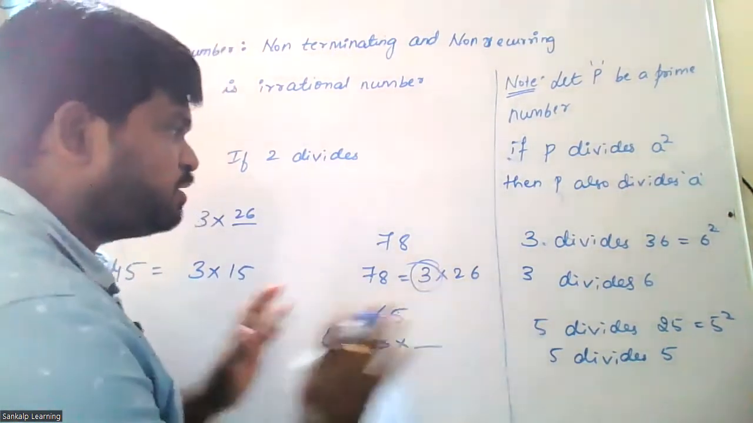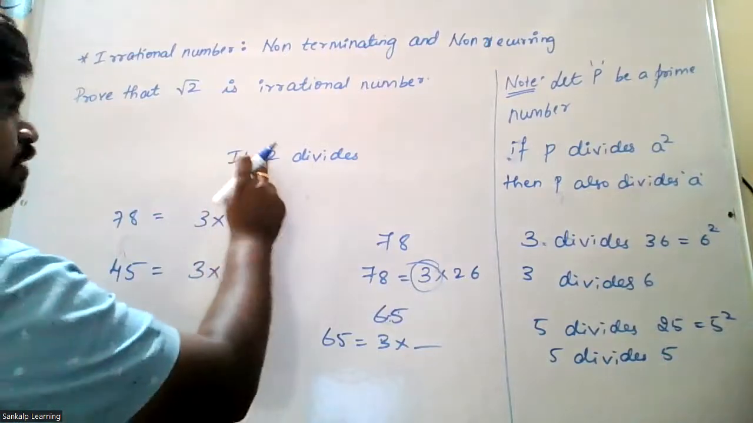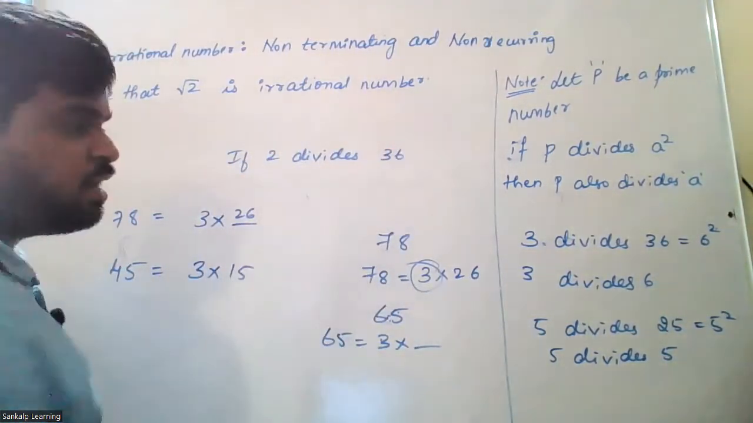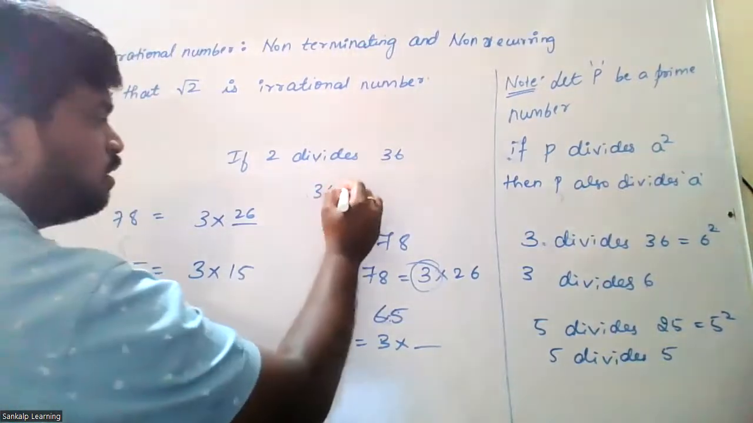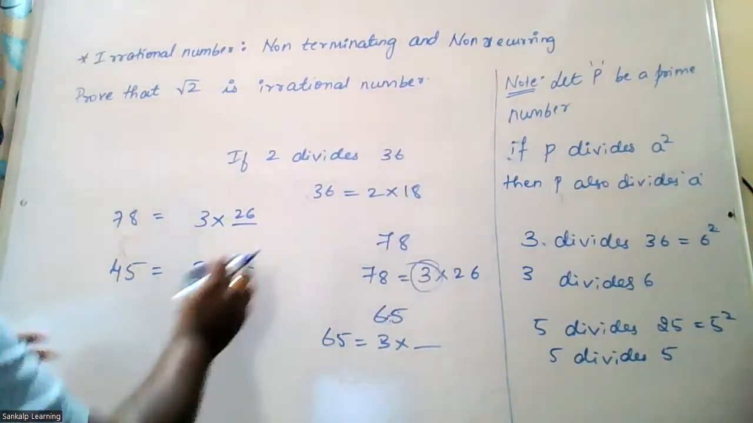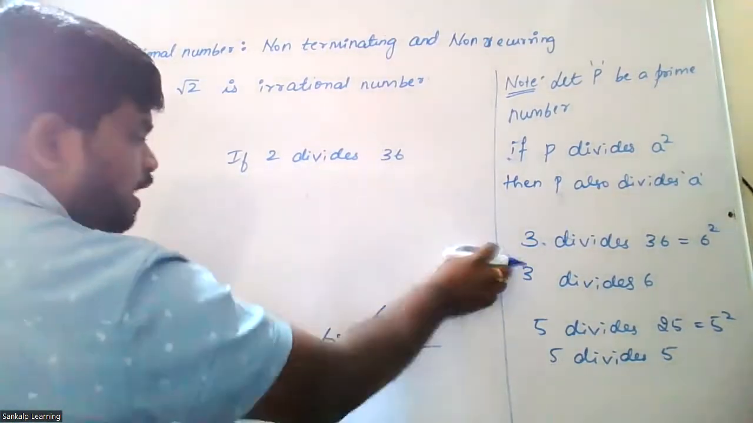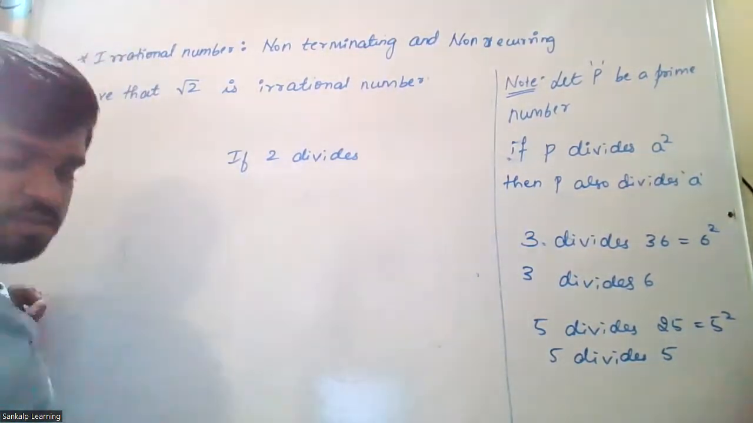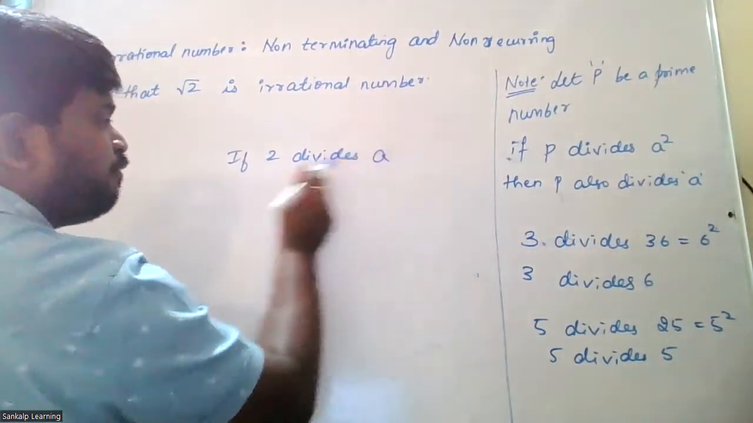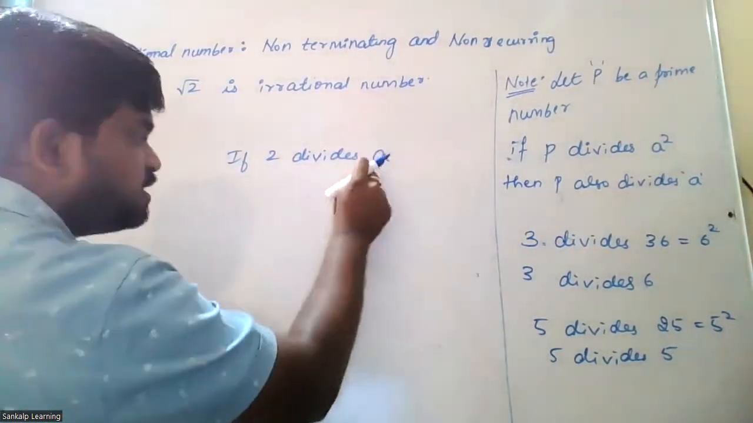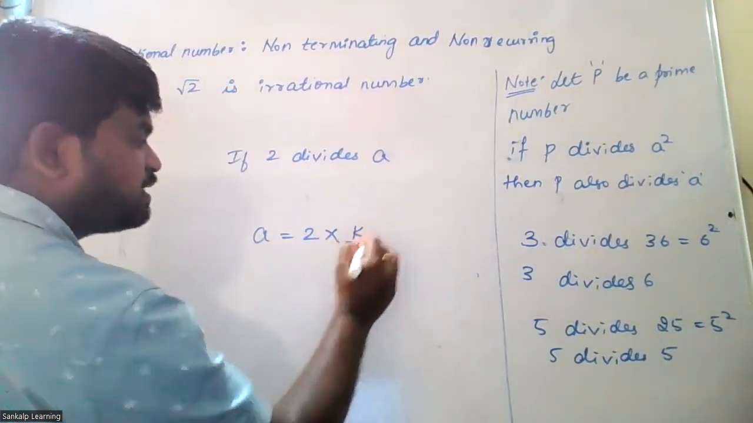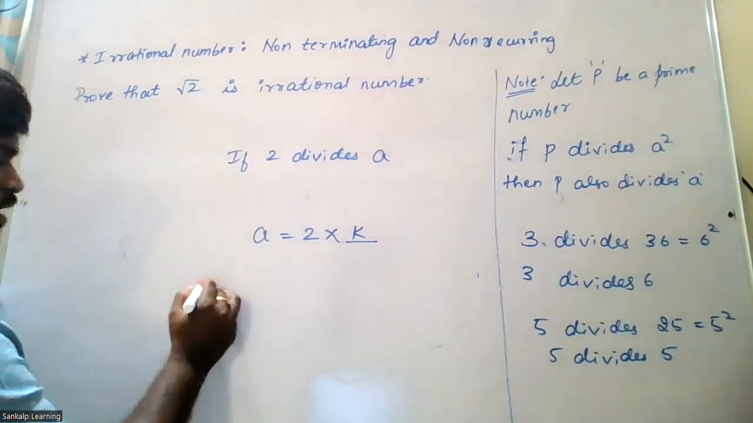So in general, let's just take a particular example. If 2 divides, let's say, 36, 2 divides 36, right? Therefore, 36 can be written as 2 into something. That something is 18 over here. In a similar way, observe, instead of a number here, let me write A. If 2 divides A, then this A definitely can be written as 2 into something. That something I'll take as K. Isn't it? That's what we did.